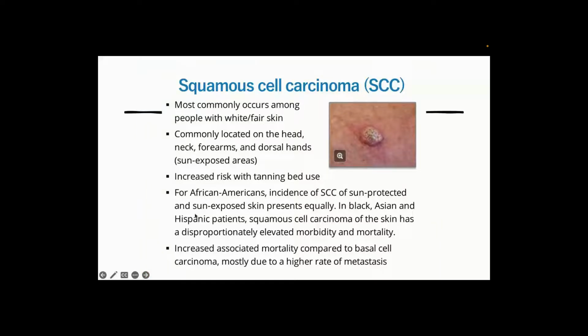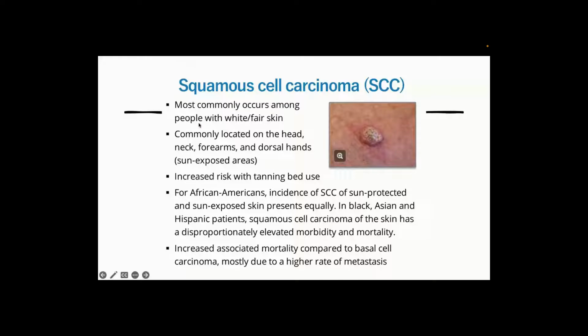Okay, moving on from melanoma, squamous cell carcinoma. Squamous cell carcinoma most commonly occurs among people with white or fair skin, commonly located on the head, neck, forearms, and dorsal hands, so pretty much sun-exposed areas. Just like with melanoma, there's an increased risk of developing squamous cell carcinoma with tanning bed use. For African Americans, the incidence of squamous cell carcinoma of sun-protected and sun-exposed skin presents equally. So in Black, Asian, and Hispanic patients, squamous cell carcinoma of the skin has a disproportionately elevated morbidity and mortality, increased associated mortality compared to basal cell carcinoma.